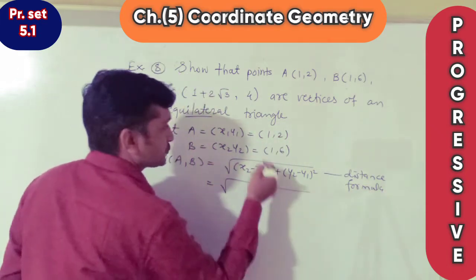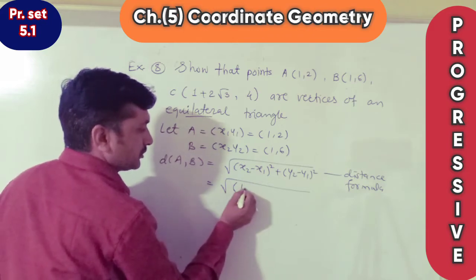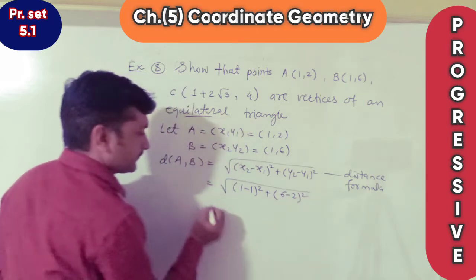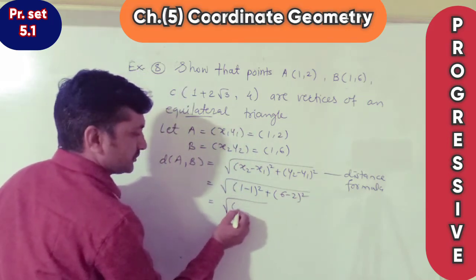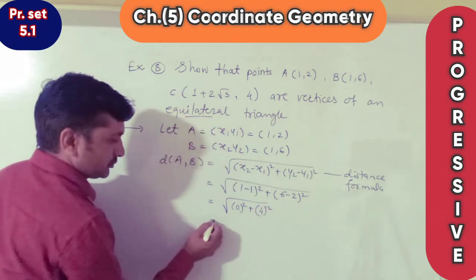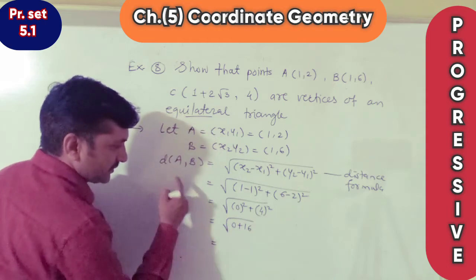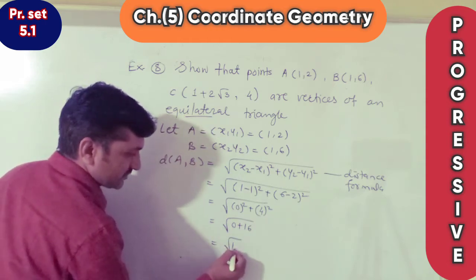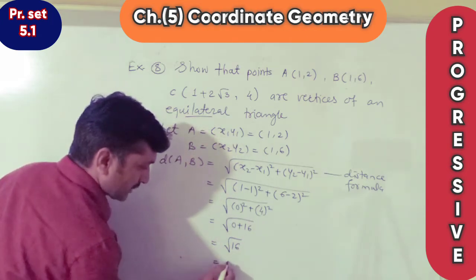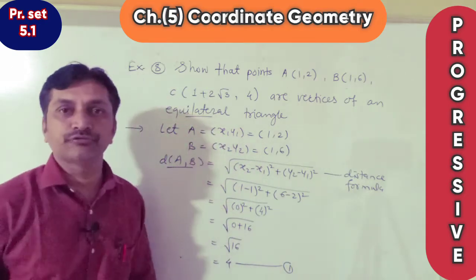Put values. x2 1 minus 1, bracket square plus 6 minus 2 bracket square. Square root of 1 minus 1, 0, bracket square plus 6 minus 2, 4, bracket square. Square root of 0 plus 16, and we get distance AB root 16. If you want to write this root, you can write 4. Number 1, distance AB is equal to 4.